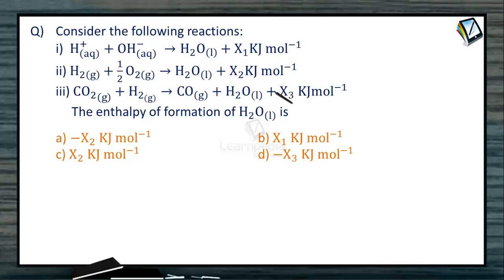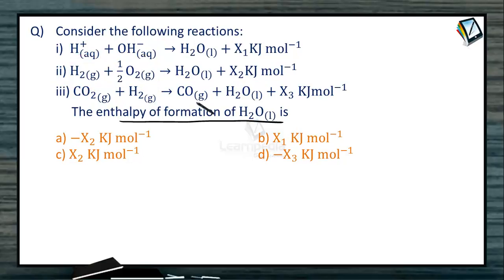So 3 different reactions are given, and with the help of that one, we need to find out the enthalpy of formation of the liquid water. So what is given in reaction 1? It is formation of water given, and it is from 1 mole of H plus ions and 1 mole of OH minus ions. And in the second equation, it is given that 1 mole of liquid water is formed from 1 mole of hydrogen and half mole of oxygen.